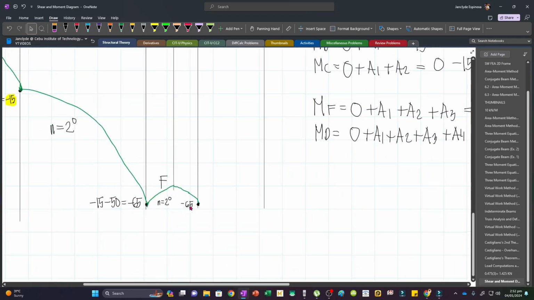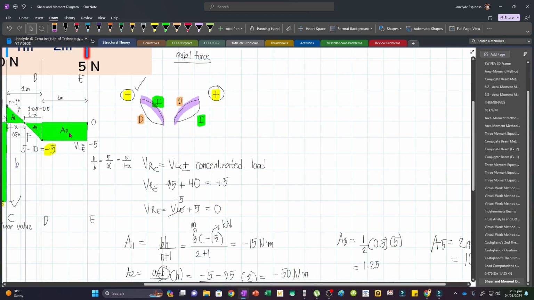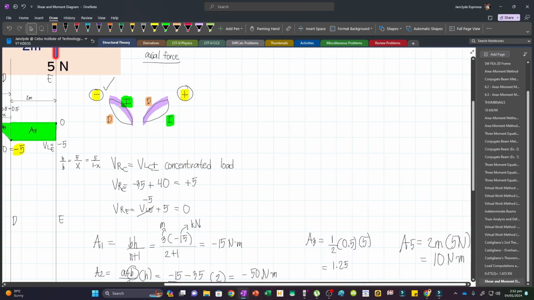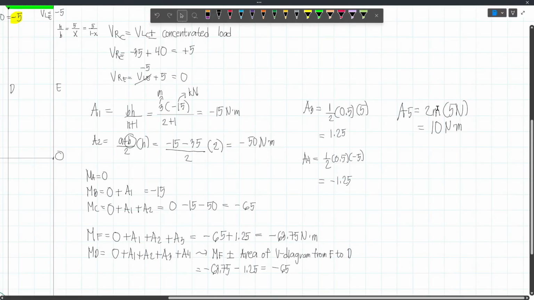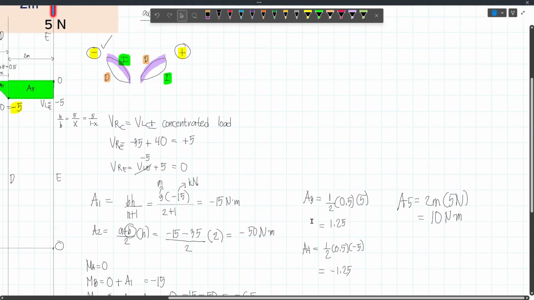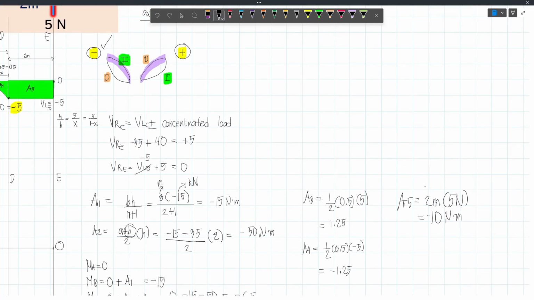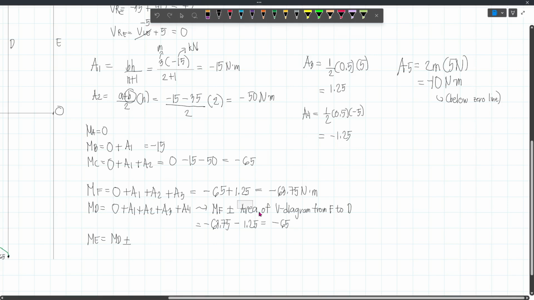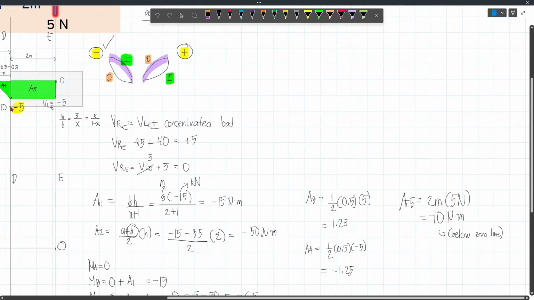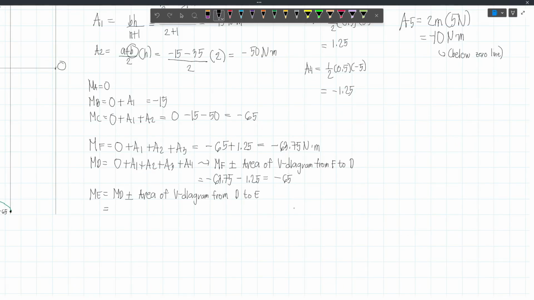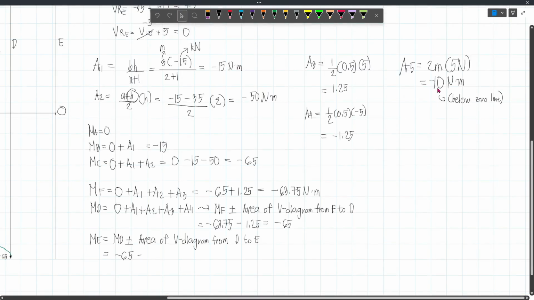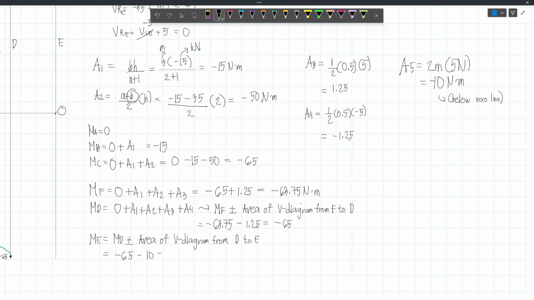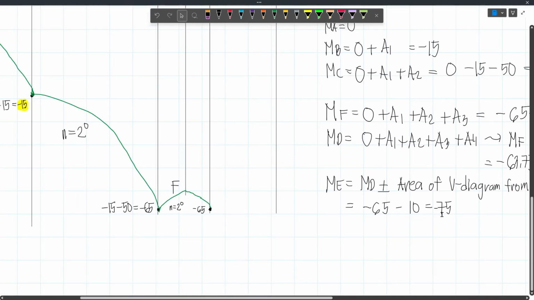So from here, from negative 65, we will subtract 10 because this is below the 0 line. So that will be negative. Now this is what I meant earlier, that you can just use the absolute value and then just check if it's below the 0 line or above the 0 line. And so this is essentially negative because it's below the 0 line. And so to get ME, we have the summation of these areas. We have MD, and then plus or minus the area of the shear diagram from D to E, or A5. And so we have our MD is negative 65. So minus 65, and then minus 10 here because it's our A5. So minus 10. And so this will give us negative 75.